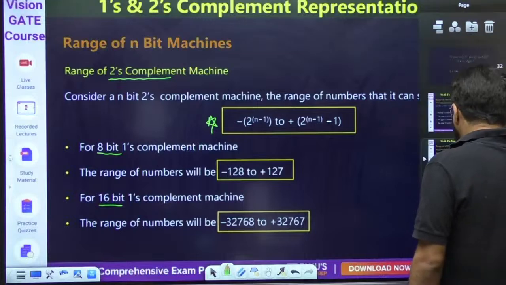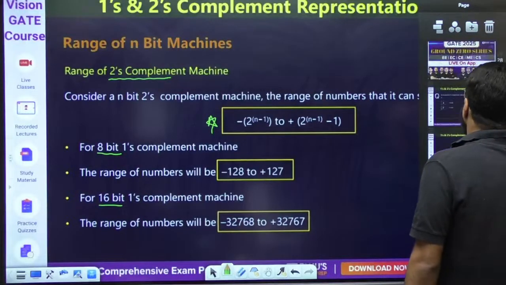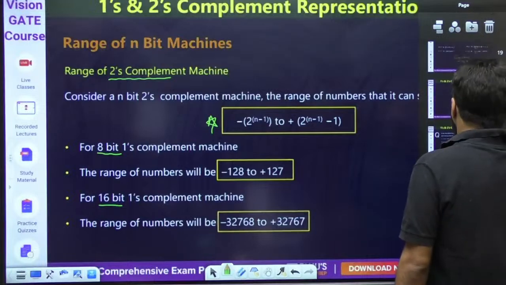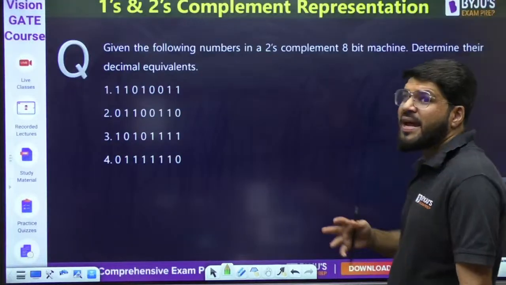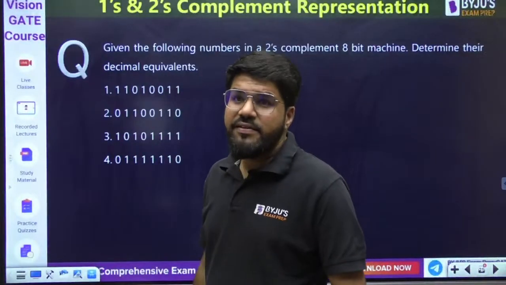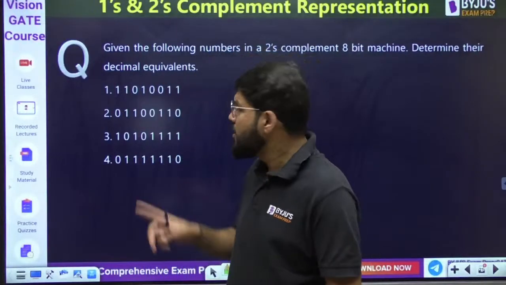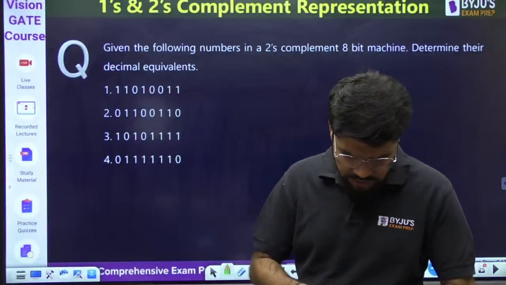This is the range. Now, one more big advantage of 2's complement machine. What is it? Subtraction. It will ease out the subtraction process. How will it ease out the subtraction process? I will come to it, but first solve this particular question.